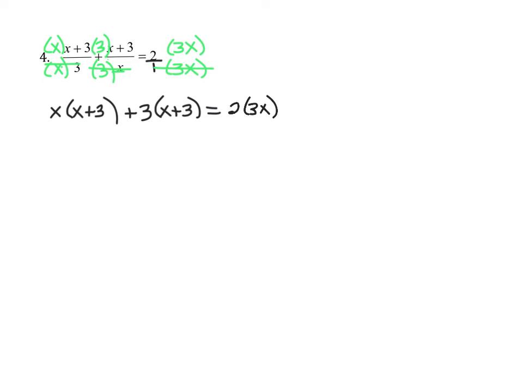All right, so let's solve this. So I get x squared plus 3x plus 3x plus 9 equals 2 times 3x is 6x. All right, so I'm going to set the right-hand side of the equation equal to 0 by subtracting 6x.